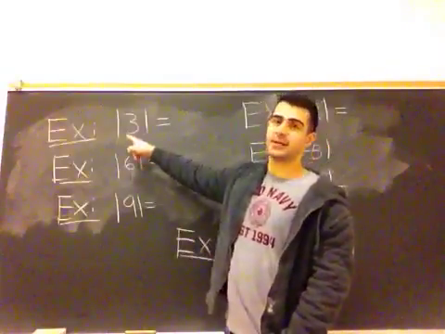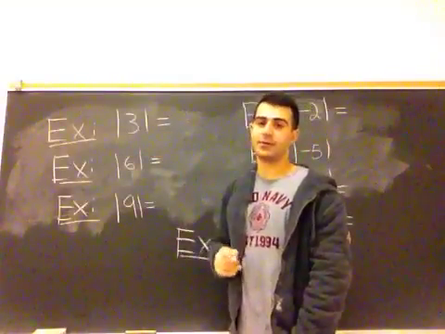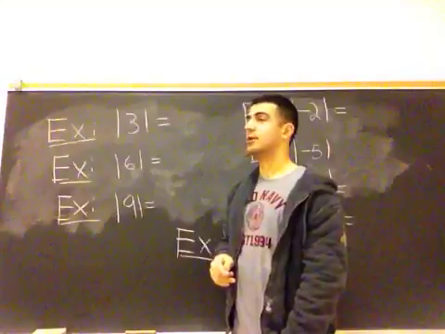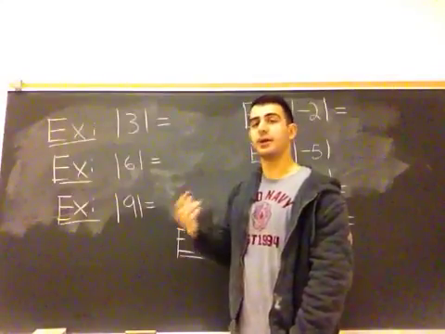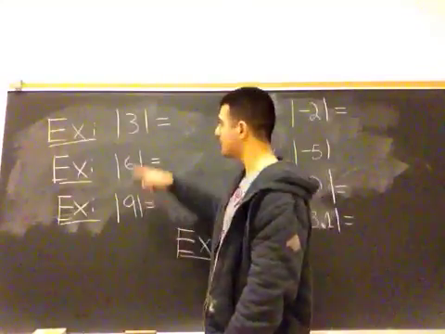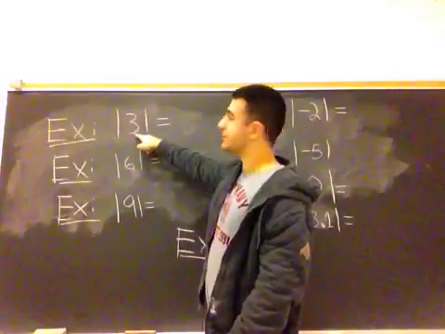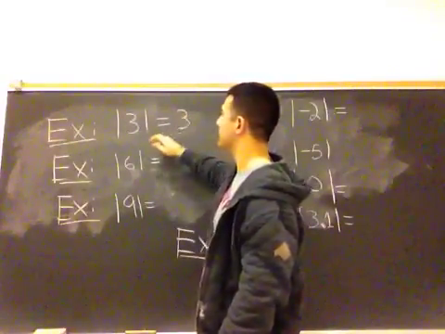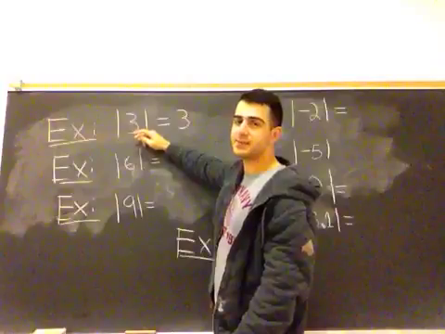The first one is asking, what is the absolute value of 3? So how far is 3 from 0? Or what is the magnitude of 3? So the magnitude of 3 is 3. Or 3 is 3 steps away from 0.